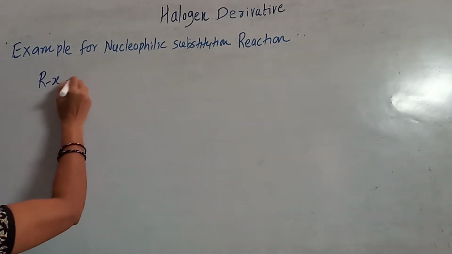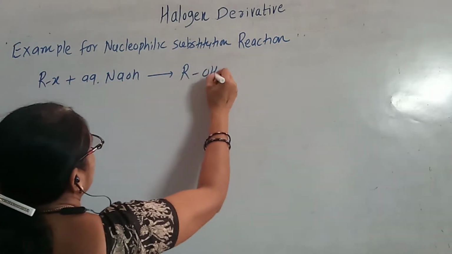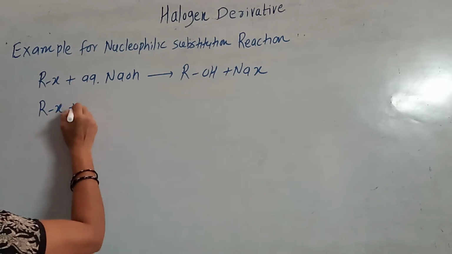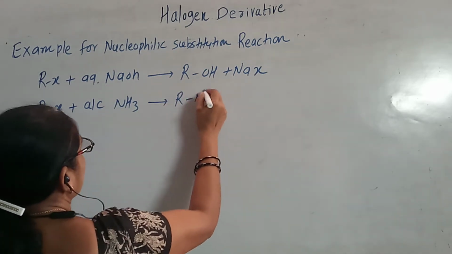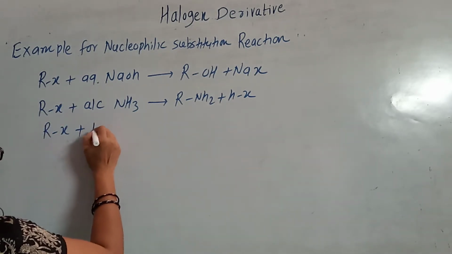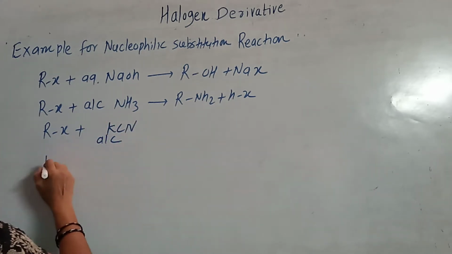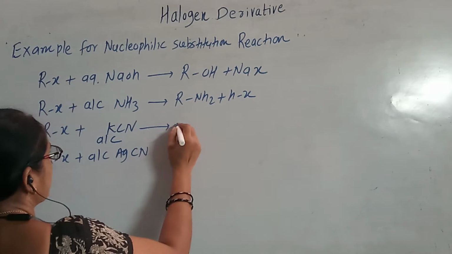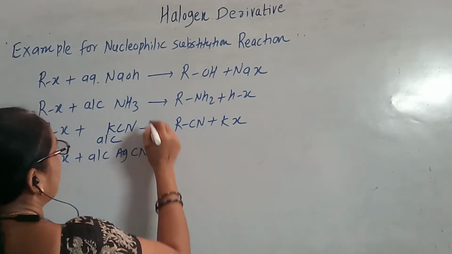When alkyl halide is reacted with aqueous NaOH or KOH, or with alcoholic ammonia, or with alcoholic KCN, that is potassium cyanide, or with alcoholic silver cyanide, you get products like this. Now we discuss one by one why we get these products.